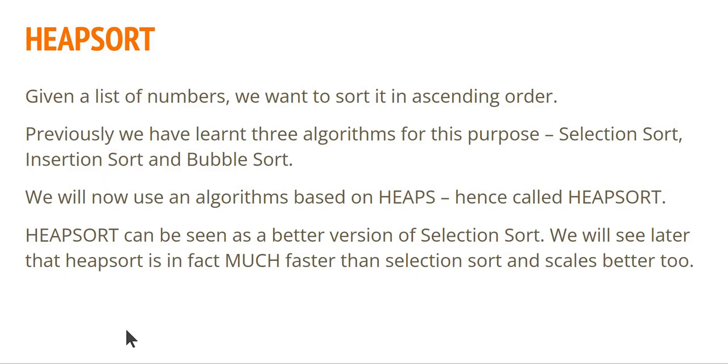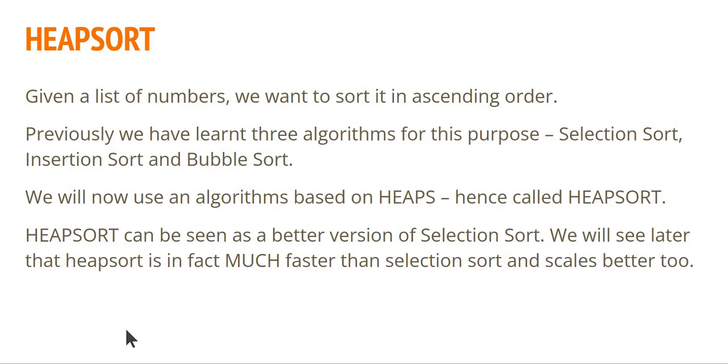Now, when we spoke about selection sort, insertion sort, and bubble sort, we also saw that they have a complexity of, let's say, order of n square. It turns out heap sort is going to do it much, much, much faster, in order of n log n. And in fact, that is a significant improvement compared to the algorithms that we have seen before. In fact, heap sort can be seen as a better version of selection sort.